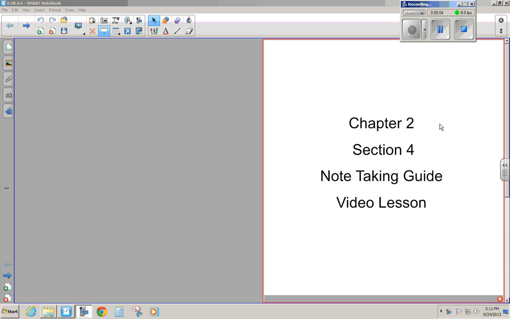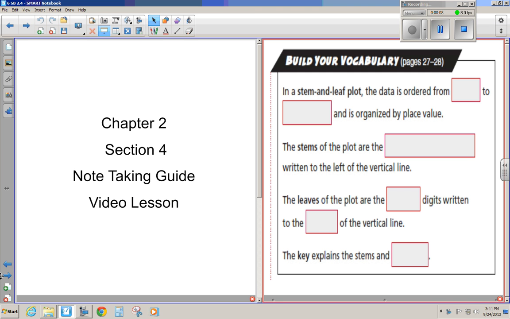This is Chapter 2, Section 4, Stem and Leaf Plots. To begin with, let's do some vocabulary. In a stem and leaf plot, the data is ordered from least to greatest and is organized by place values.